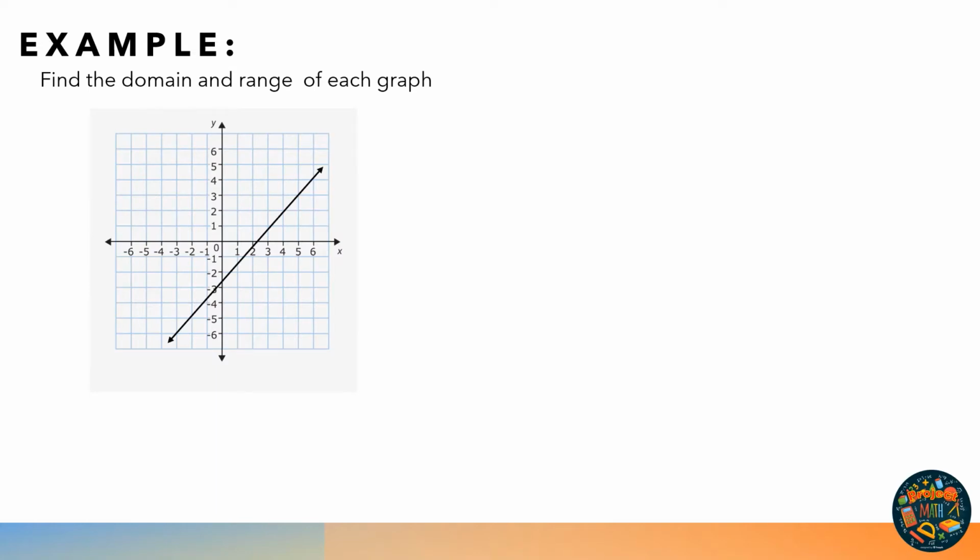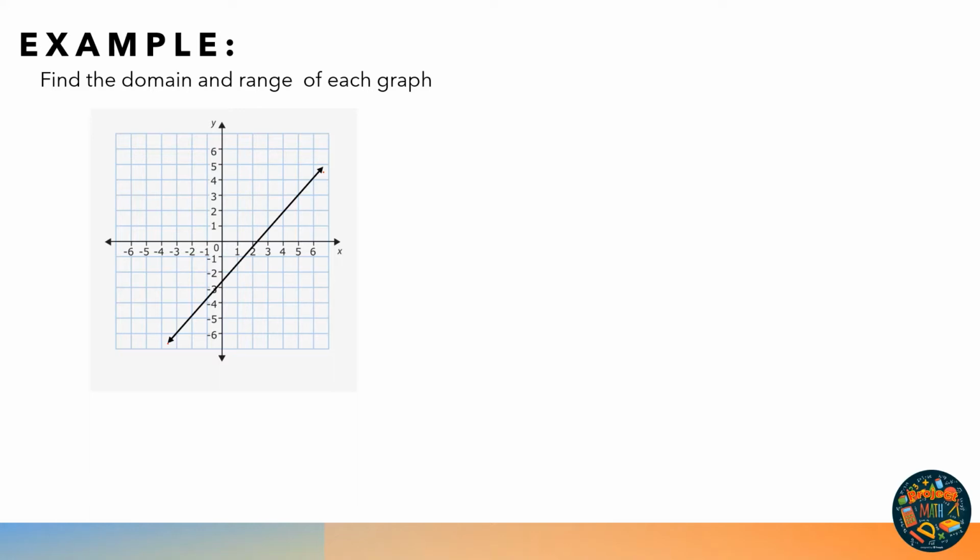So let's now have our first example using a graph. We are going to identify or find the domain and range of the given graph. So anong mapapansin natin? Sa graph, meron tayong arrow head. Anong ibig sabihin ng arrow head ng magkabilaan?